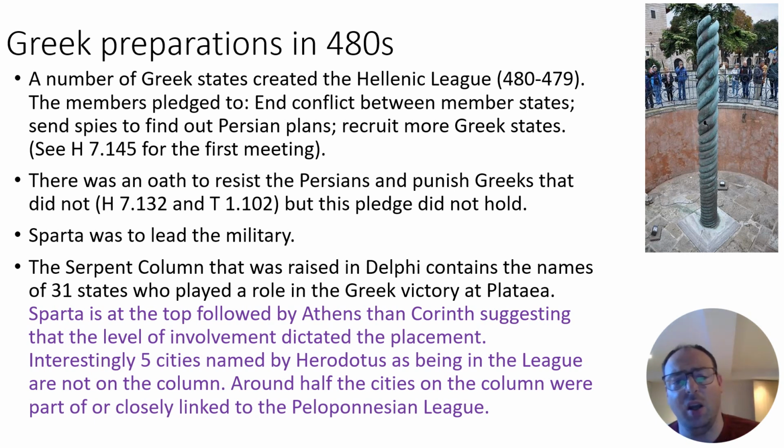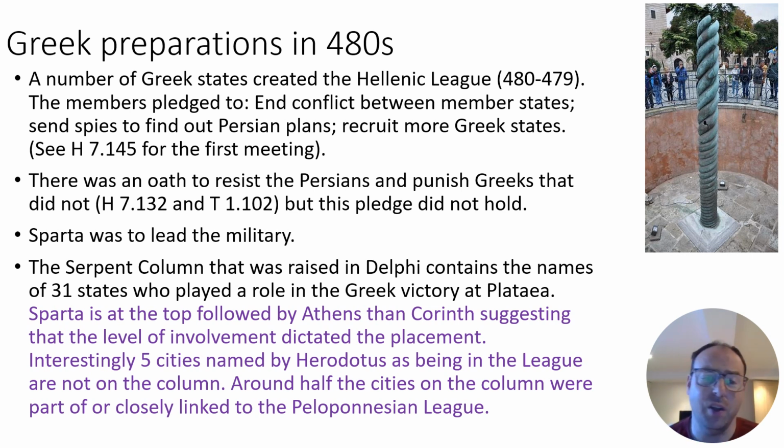In Herodotus 7.145, we see some evidence of the first meeting. On top of this, there's an oath to resist Persians and punish Greeks who do not. We see this in Herodotus 7.132, and we also have some other sources on this one as well.